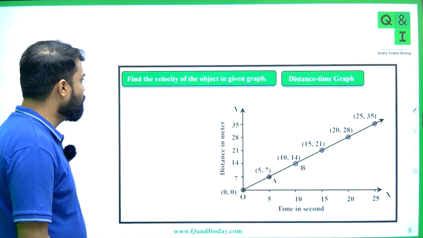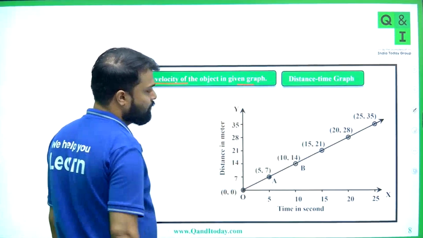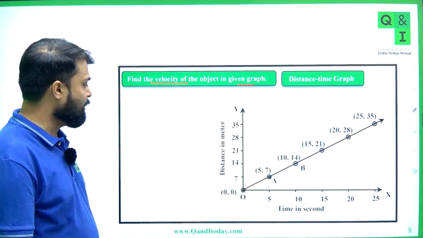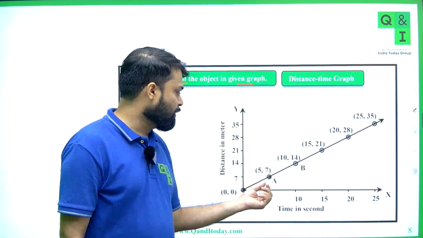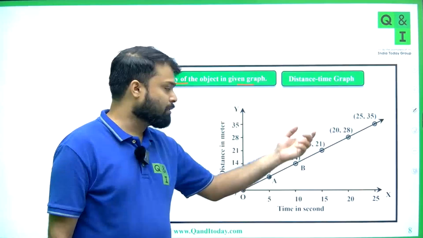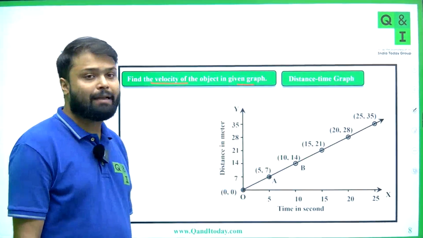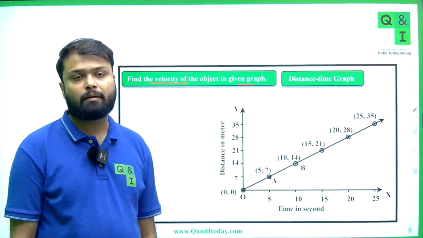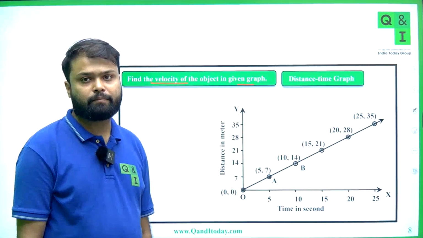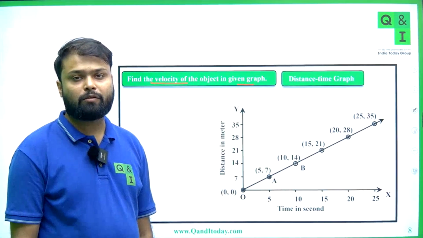Now, if we want to find the velocity of the object for the given graph, we have a distance time graph where for different times we have different distances covered. Now we want to find the velocity. So can anyone tell me, first, what is velocity?